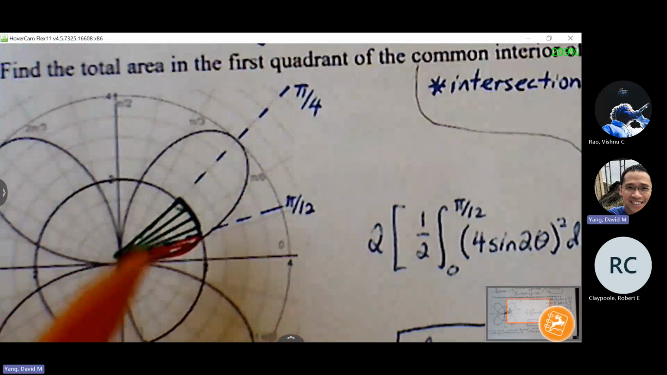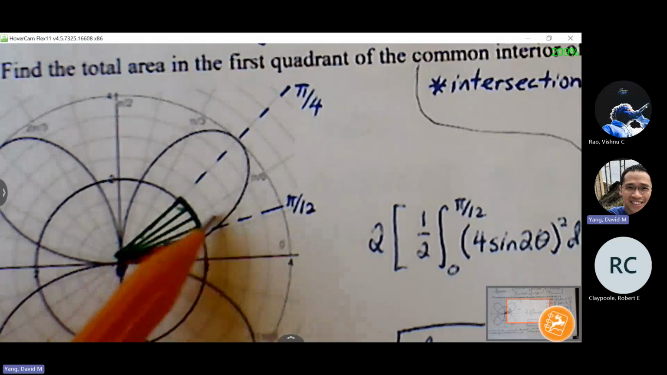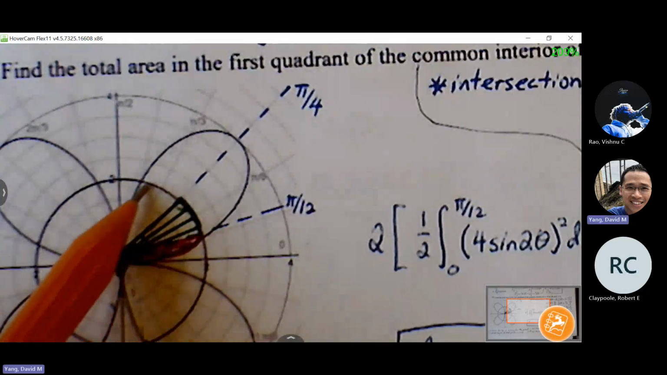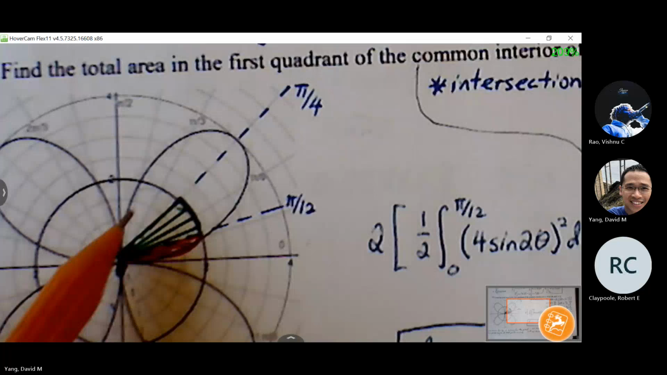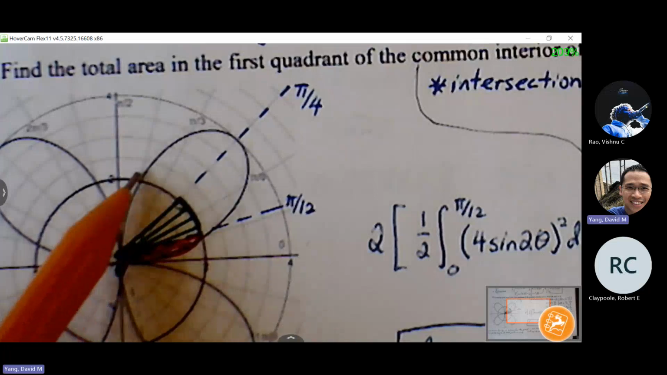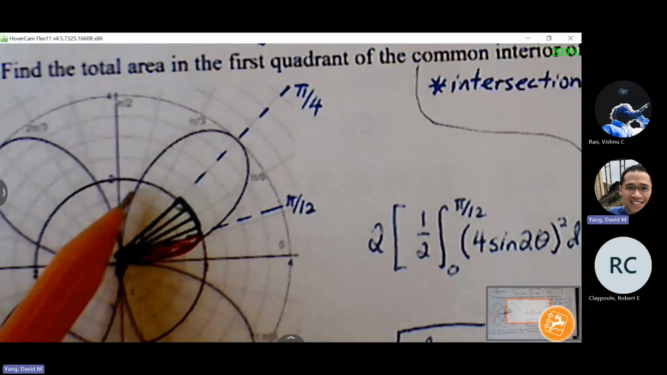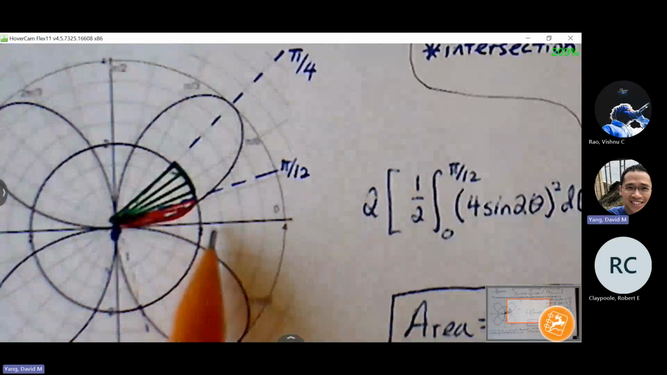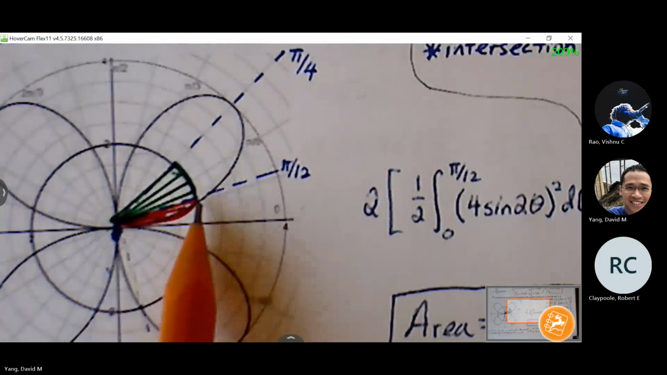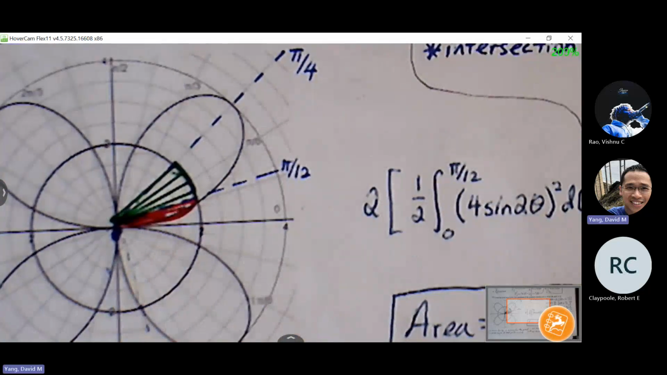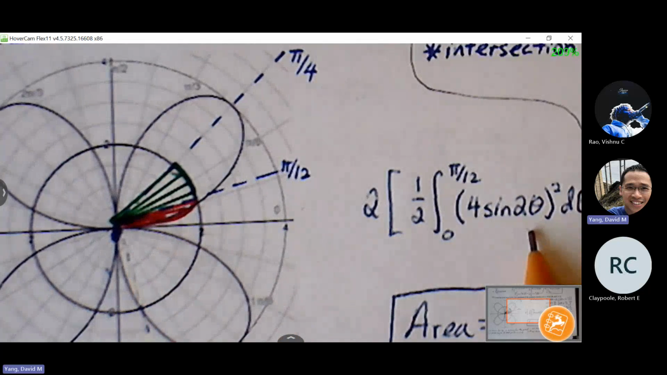So we can do this as 3 integrals if you want. We can do the petal, and then from the petal to the circle, and the circle back to the petal. But I just like to get the smallest region that I can, and then use symmetry to figure out the rest. So from 0 to pi over 12, I know that I'm hitting that 4 sine of 2 theta.